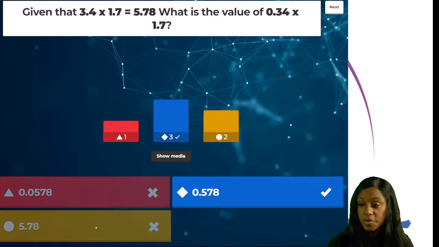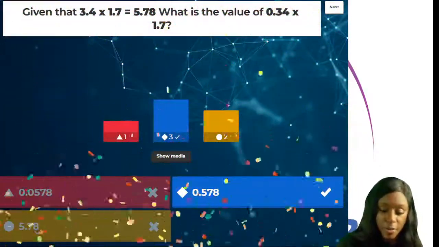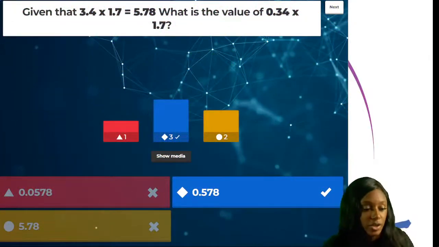Okay, so 3 of you all got this correct. Okay, congratulations to 3 of you all. I'm giving you all confetti today. I'm proud of you all. Okay, so let's see here.